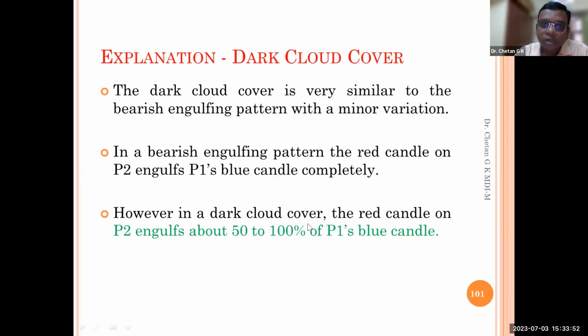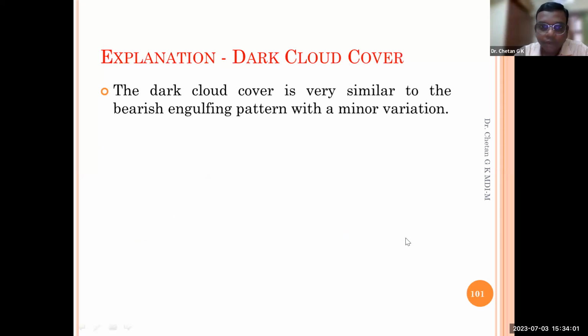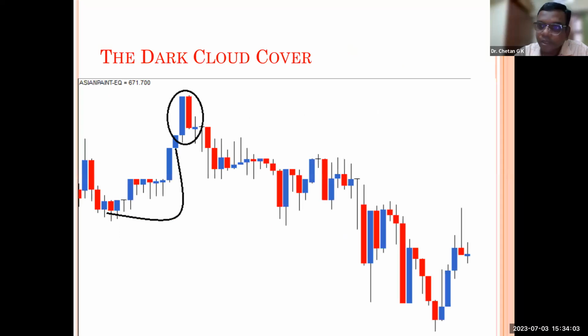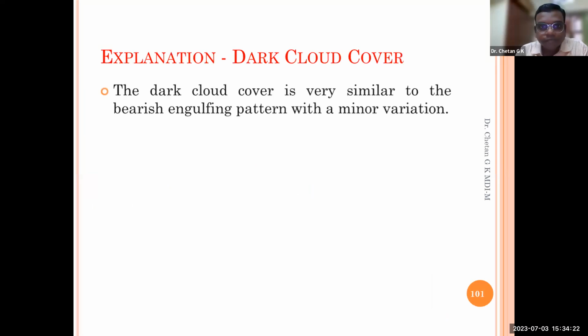However, in the dark cloud, the red candle on P2, that is the second day, engulfs about 50 to 100% of P1's blue candle. That is what is seen here, which means it is not completely covering. Maybe 50% or more than 50%, then it is called the dark cloud cover. And whatever the interpretation for engulfing, that remains the same for this candlestick pattern as well.